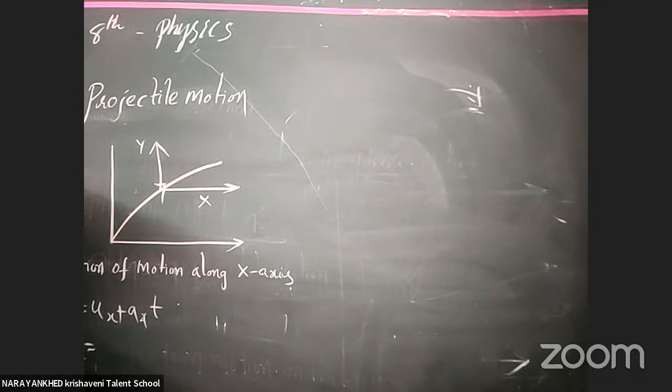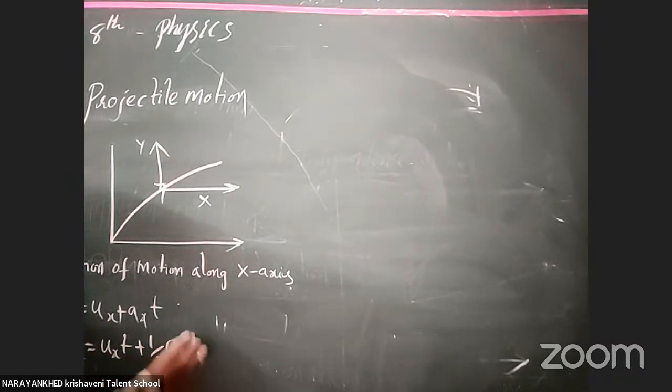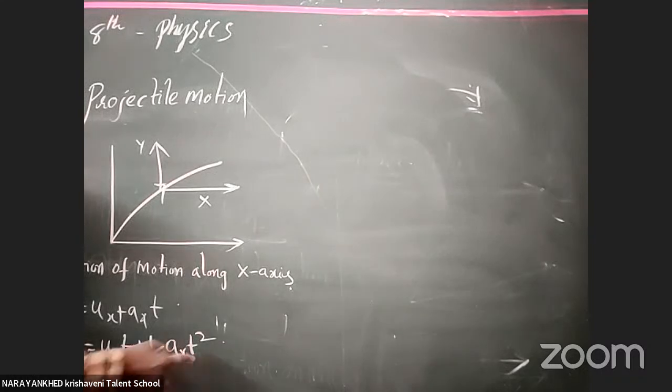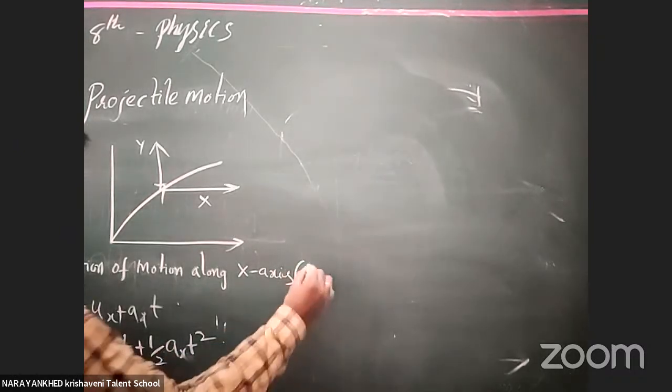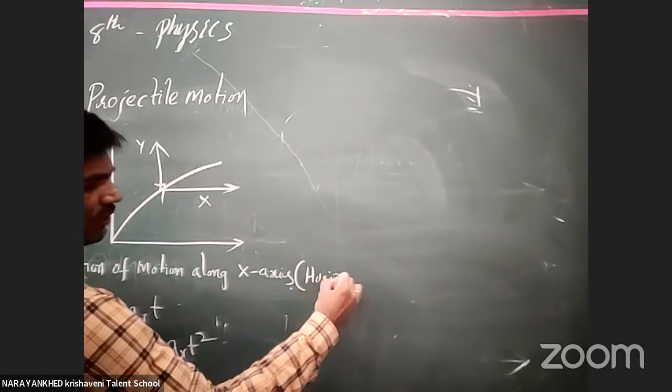Here Sx is nothing but the distance traveled by the body along the x-axis. Sx is equal to Ux t plus half Ax t square, like U t plus half a t square. We are only changing it for along the x-axis, the horizontal components.